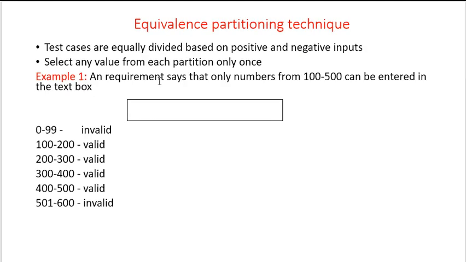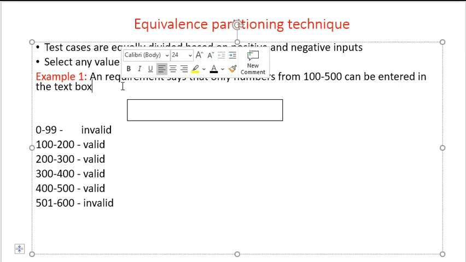Equivalence partitioning technique. In the equivalence partitioning technique, the test cases are divided based on positive and negative inputs. That is, the inputs are divided into partitions. The idea behind the equivalence partitioning technique is to select any value from each partition only once. For example, a requirement says that only numbers from 100 to 500 can be entered in the text box.